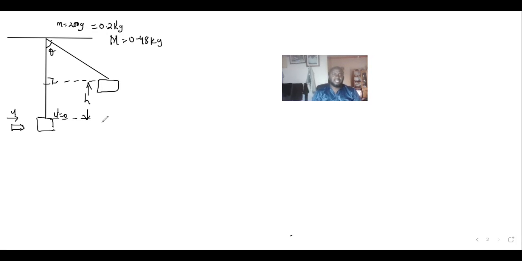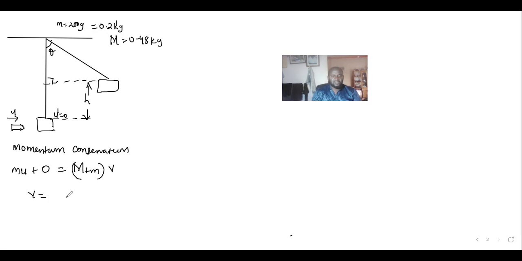They never gave us L. But initially, momentum conservation. So for momentum conservation, the mass of the bullet times the initial velocity of the bullet plus zero momentum for the block is equal to their total momentum after collision, and we shall have a common velocity V.